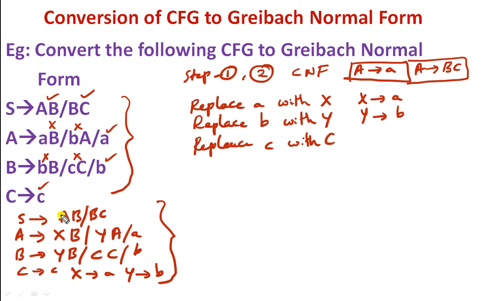Now you can check that all of the production rules are of the form either A generates a or A generates BC. So now the context free grammar is in Chomsky normal form. So the next step is to convert this context free grammar into Greibach normal form.